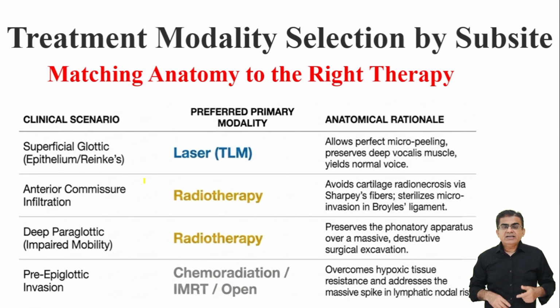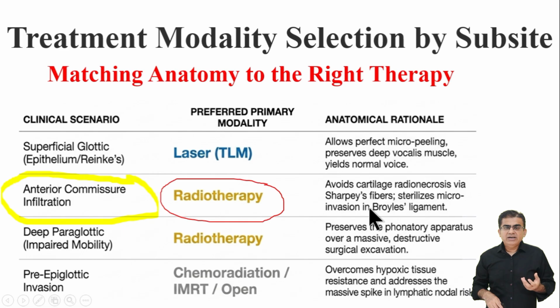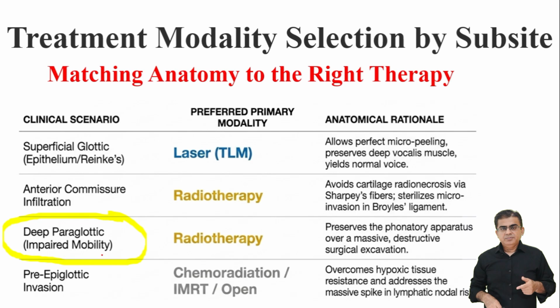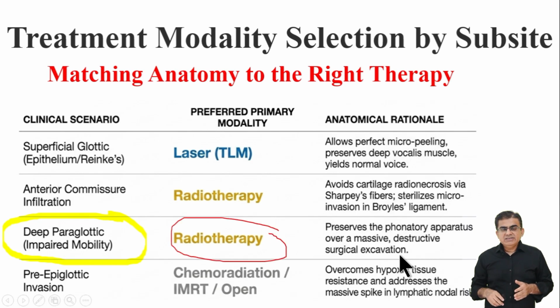Second, look at the anterior commissure. If the tumor heavily infiltrates this area, radiotherapy is frequently the superior choice. This perfectly avoids burning the bare thyroid cartilage and prevents radionecrosis. Third, look at deep paraglottic invasion, which presents as an impaired vocal cord. Again, we strongly prefer radiotherapy here. It successfully treats the deep disease without requiring a massive voice-destroying surgical excavation.